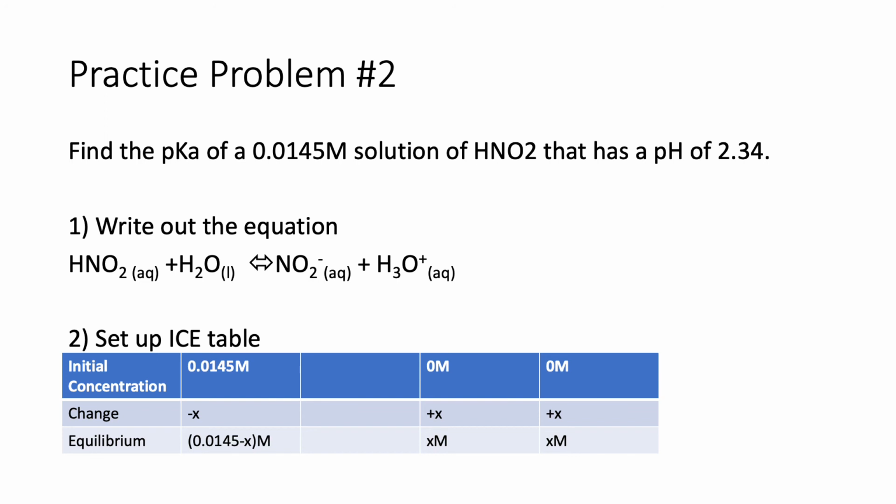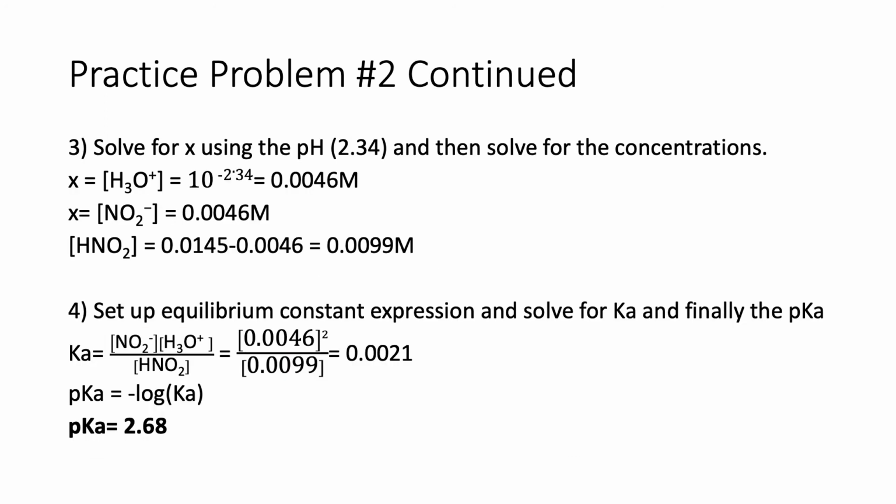For our third step, we're going to solve for X using the pH, which is 2.34, and then we're going to solve for the concentrations of the reactants and the products. We know that X is equal to the concentration of hydronium, and the concentration of hydronium is equal to 10 to the power of negative pH, which in this case is 2.34. When we put that into the calculator, we get 0.0046 moles per liter.